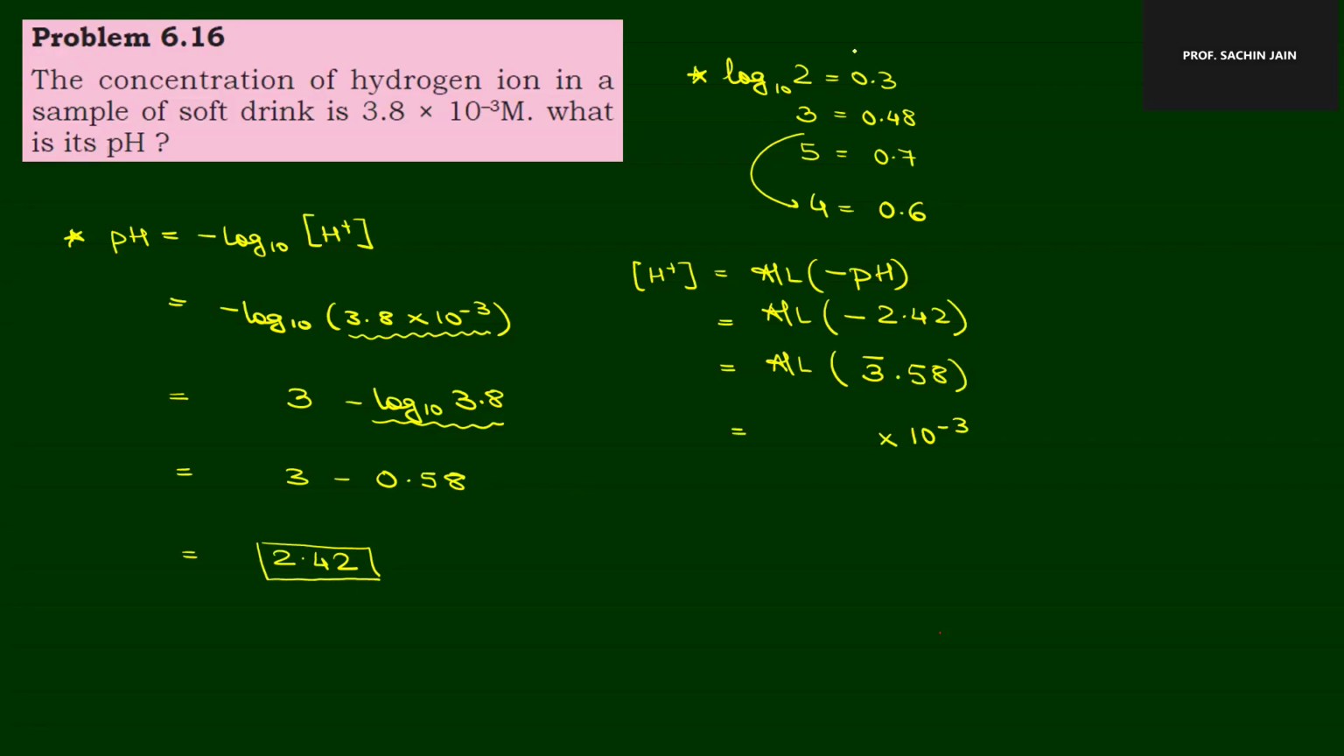So I always use a statement. If you know logs, you know antilogs. Because log 2 to the base 10 is 0.3, so antilog of 0.3 is 2. Antilog of 0.48 would be 3. Antilog of 0.6 would be 4. Antilog of 0.7 will be 5 and so on. So I want to find antilog of 0.58, which is of course very close to antilog 0.6. So answer would be 4 से थोड़ा कम.